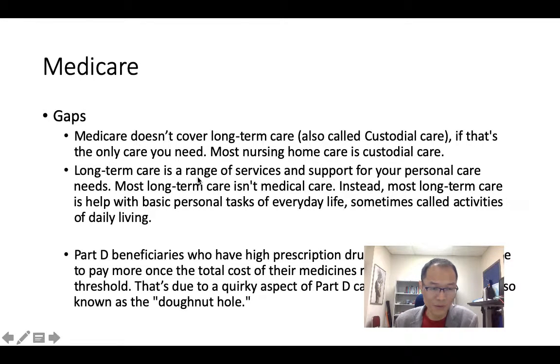A lot of people do need long-term care, but Medicare is not covering it. I guess they have to have their kids, or they have to pay themselves. So looking ahead, I don't think Medicare will cover this anytime soon, because most Americans don't like nursing homes. They want to live independently.